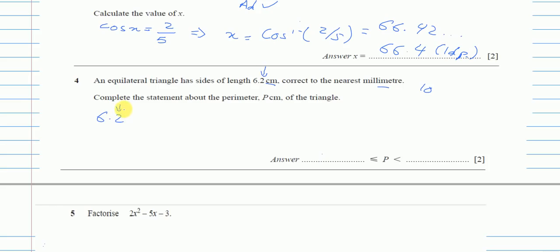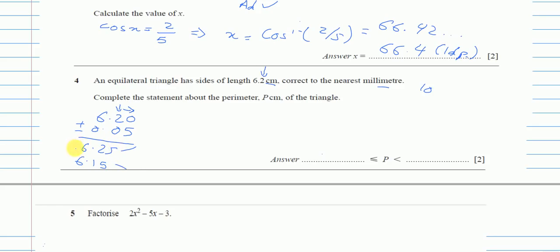Whatever they have corrected to the right, we add a 0. Under the 0 we add a 5, we fill the gaps with zeros, okay, and then we add and subtract. We add to get the upper bound, which will be 6.25, and we subtract to get the lower bound, which will be 6.15. So this could be the highest possible length and this could be the lowest possible length.